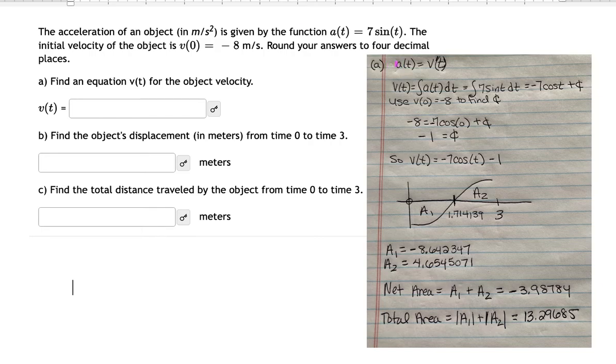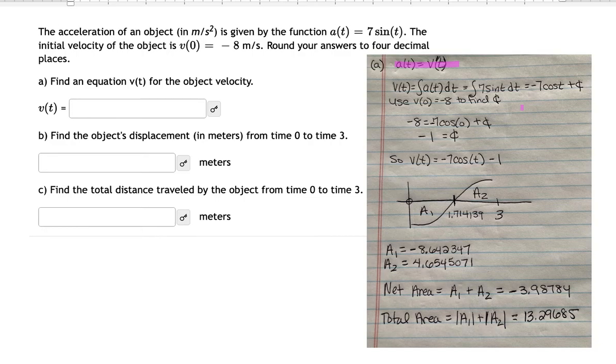Now, because we know that the acceleration is the derivative of the velocity, we're going to work backwards and integrate to find the velocity. So we're going to integrate the acceleration. So we're going to integrate 7 sine t dt, and then we get -7 cosine t plus our constant. And then we use the initial value to find our constant.